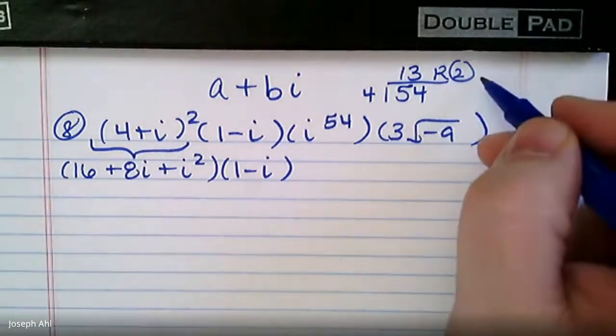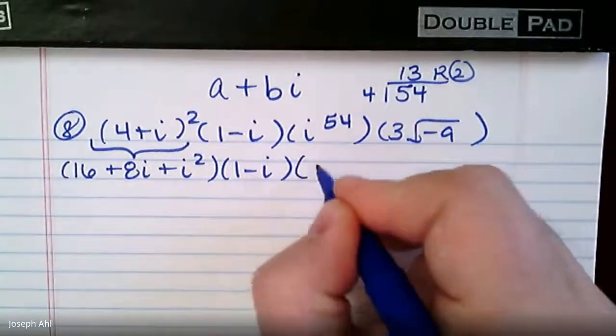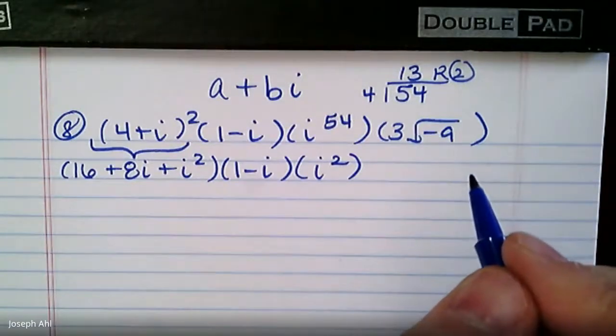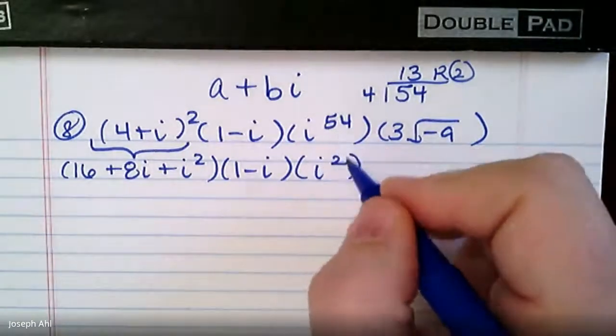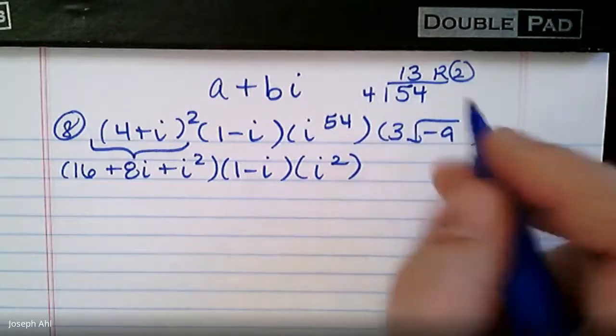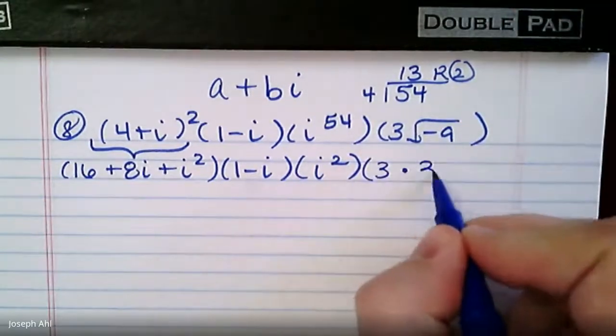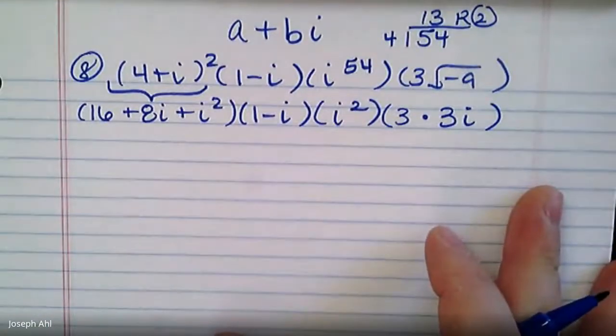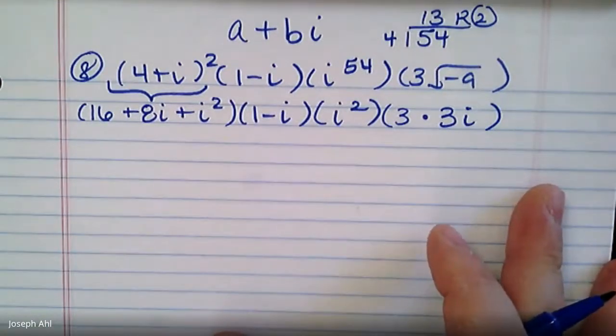So this would actually wind up being a remainder of 2. And now that we know that that has a remainder of 2, i to the 54th would correspond with i squared. So that's a quick simplifying step there. 3 times the square root of negative 9. The square root of negative 9 is 3i. So breaking this down one step at a time here, this would be a good initial step for us.